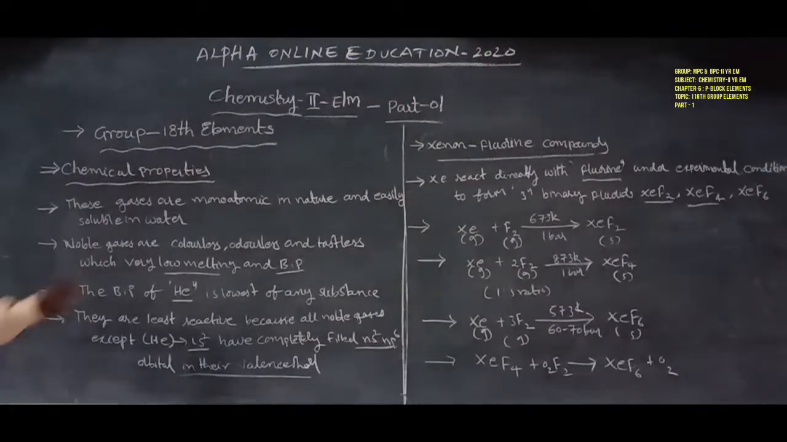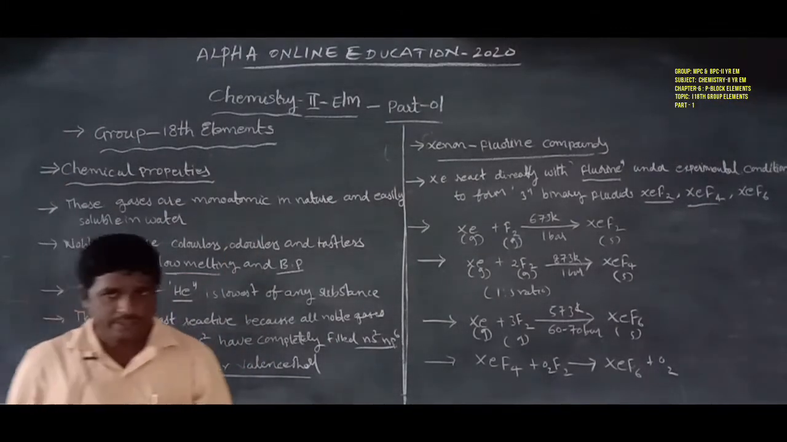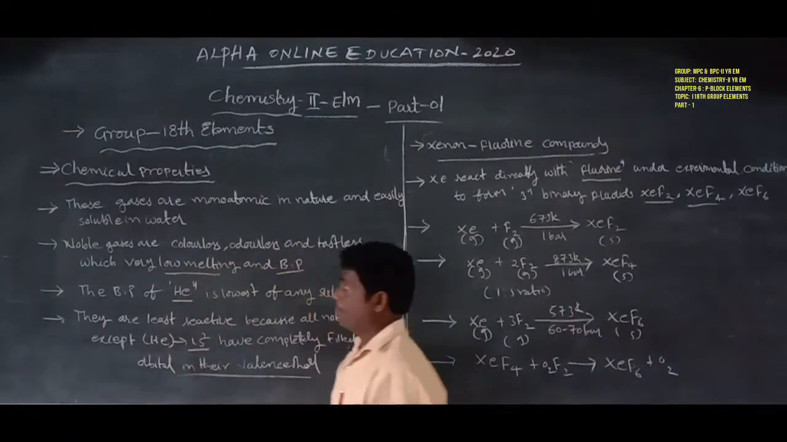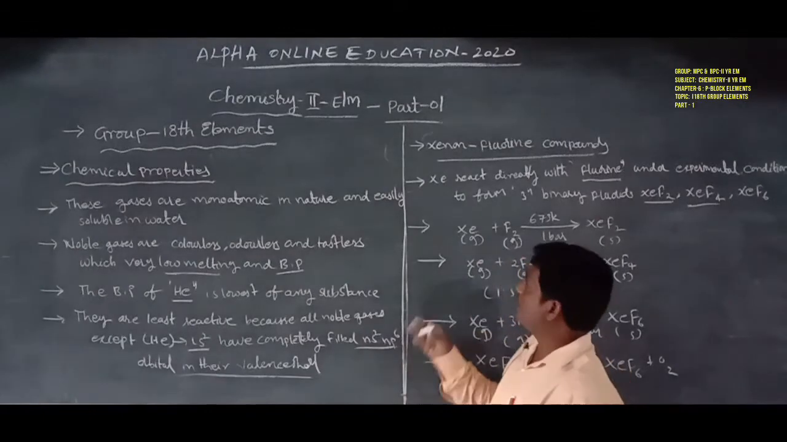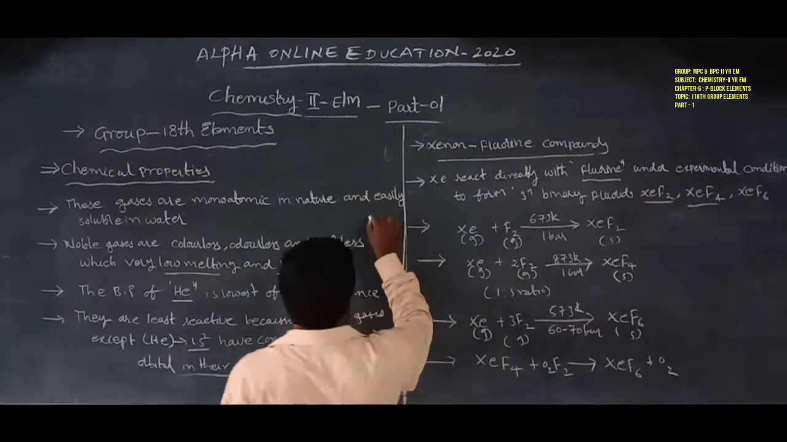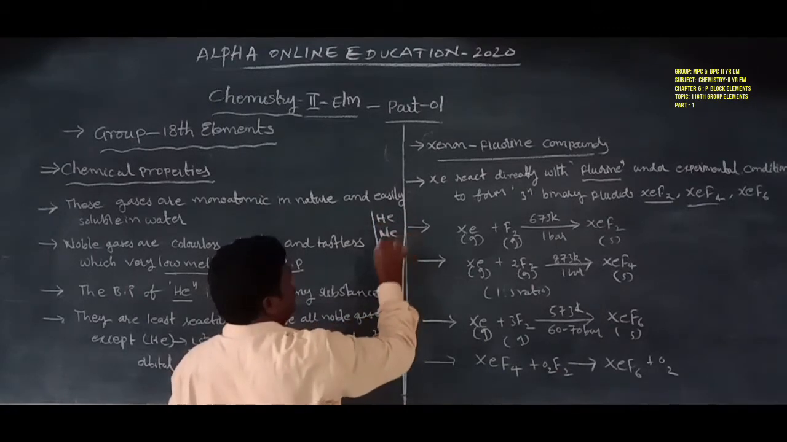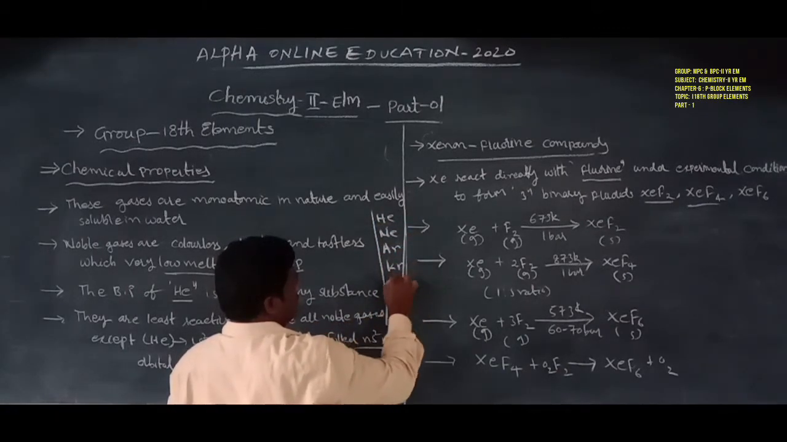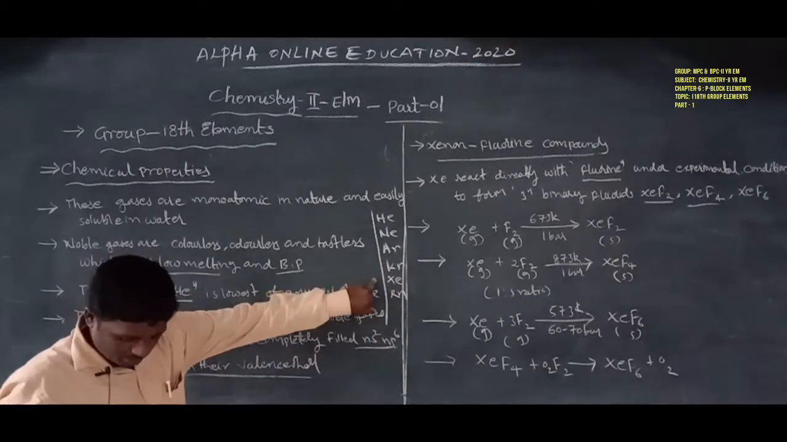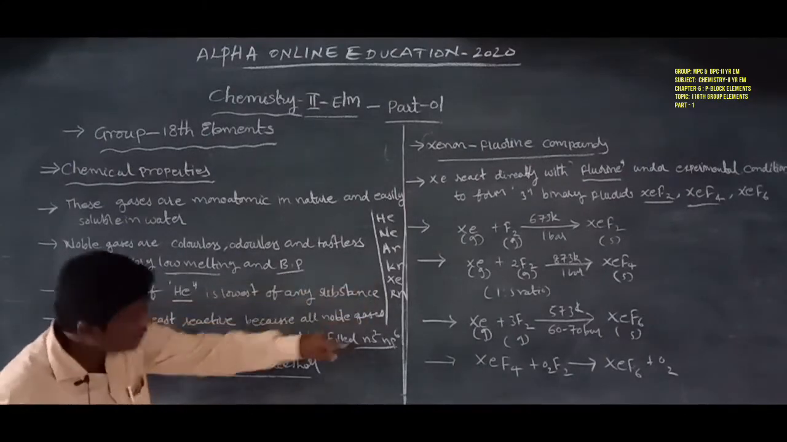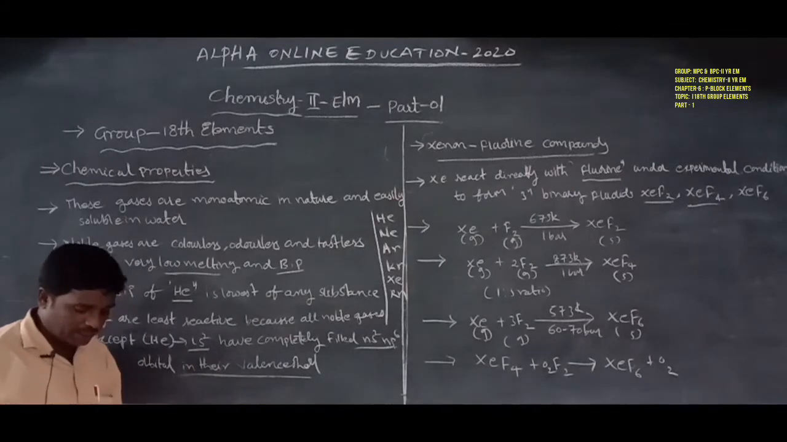Next, the chemical properties of the 18th group elements, or noble gases, or inert gases. The first one: those gases are monoatomic in nature. Here, all the zero group elements, helium, neon, argon, krypton, xenon and radon, are monoatomic in nature and easily soluble in water.